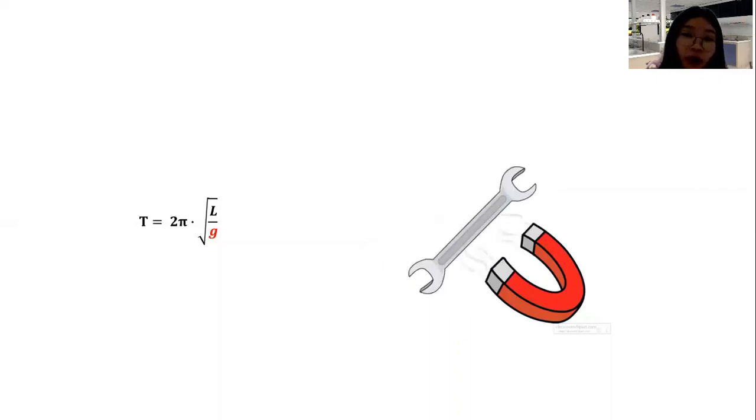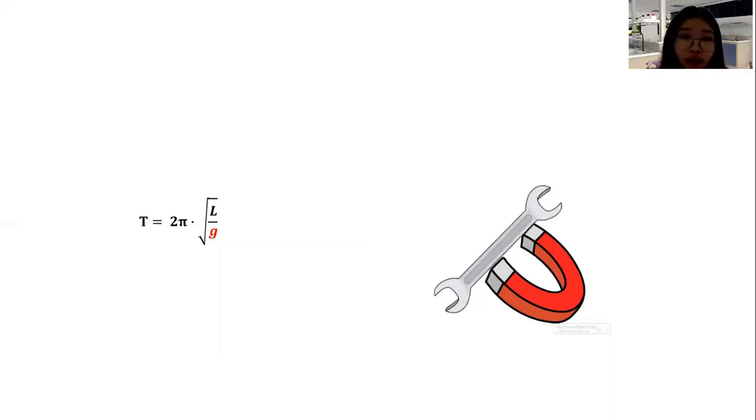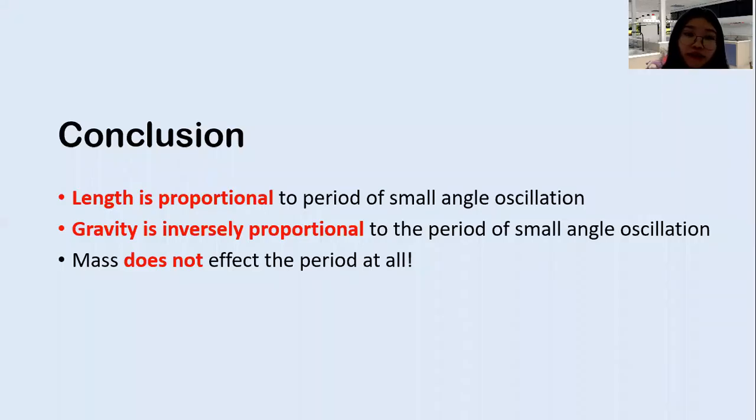If we look at the formula, we can see that gravity is a denominator. The bigger the denominator, the smaller the product, which is the period. So in conclusion, length is proportional to the period, gravity is inversely proportional, and mass has no effect at all.